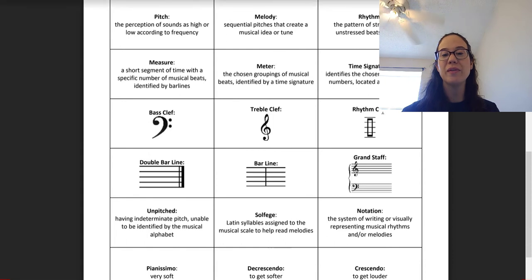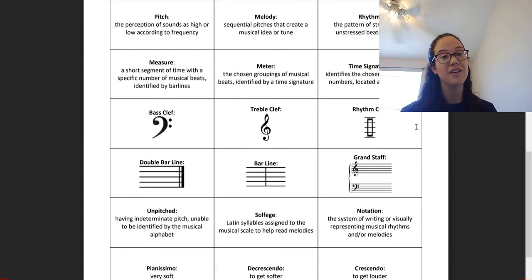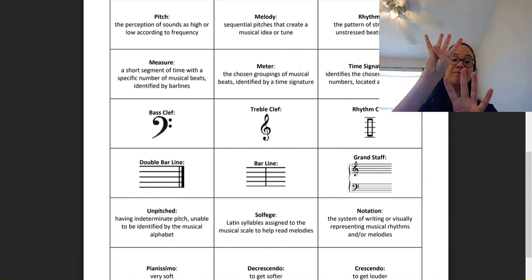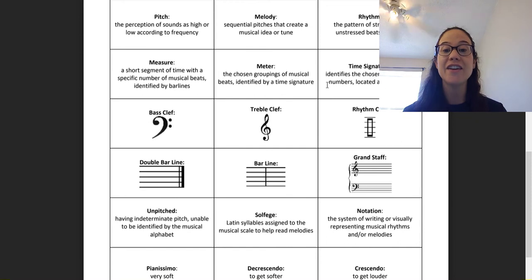We have our rhythm clef here. It is shown on a 5-line staff, but we will see it on just 1 line to draw those rhythms across. Rhythms that don't go up and don't go down. That's where we see our rhythm clef. It's going to be followed by our time signature. Right now we're working in 4/4 time. Our time signature identifies the chosen meter using numbers, and it's located after the clef.